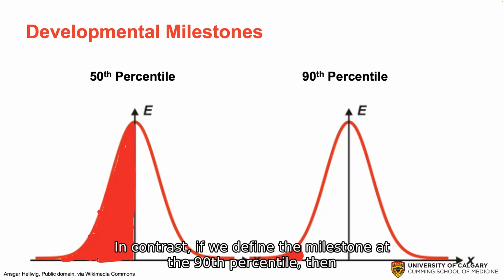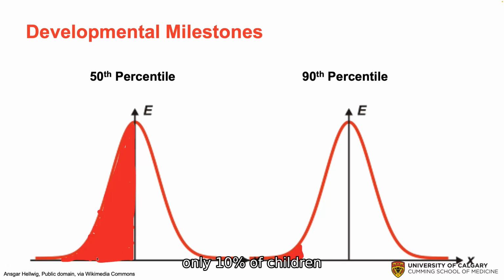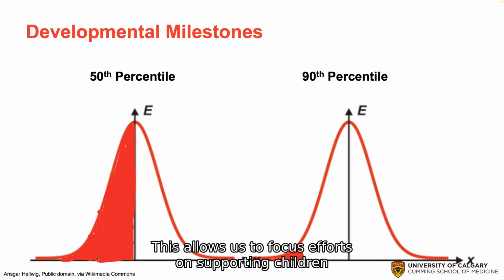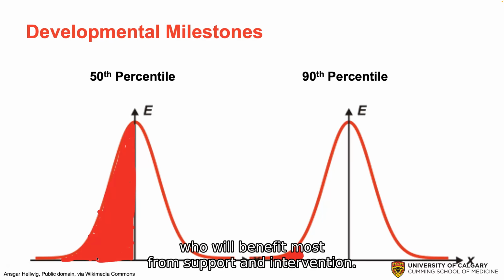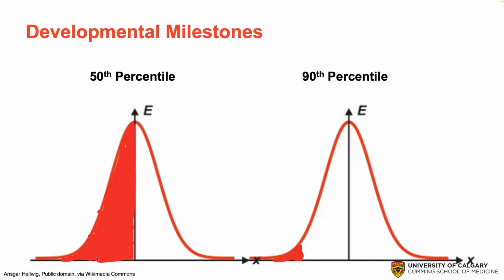In contrast, if we define the milestone at the 90th percentile, then only 10% of children will be identified as delayed. This allows us to focus efforts on supporting children with more significant impairment who will benefit most from support and intervention.